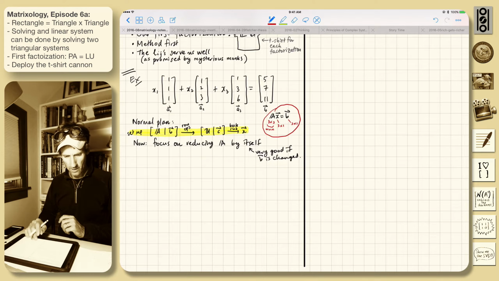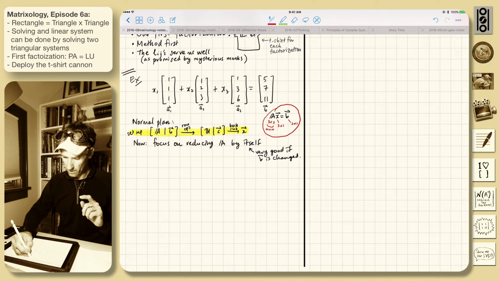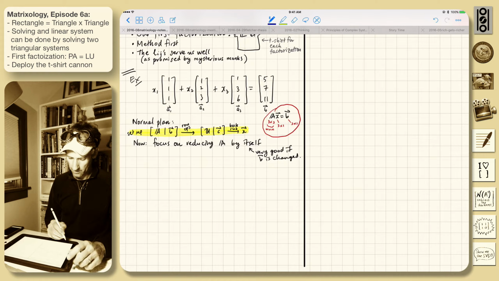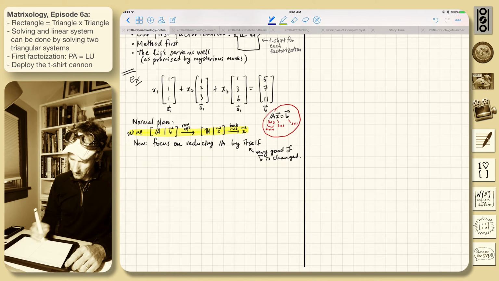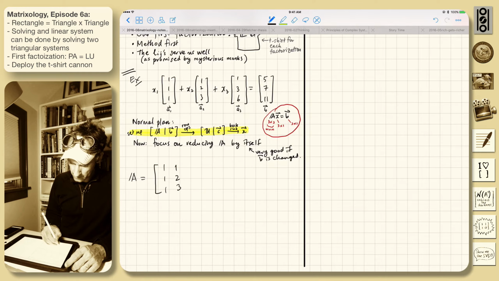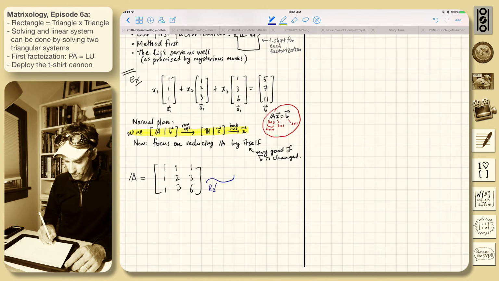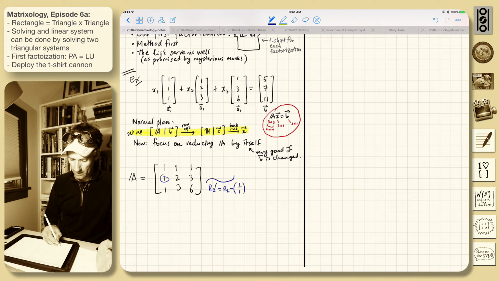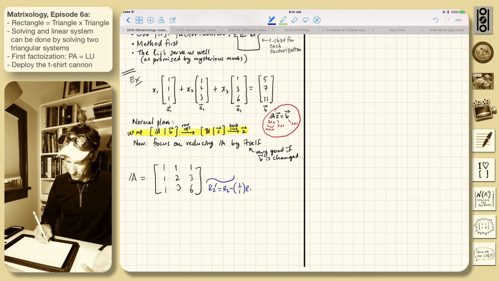Okay, here's our problem. So we're going to do row reduction again. Good example. I'm just going to write down 1 1 1, 1 2 3, 1 3 6, and then we'll just do row operations on this. The first one is row 2 prime. It's pretty easy to see what's going to happen here. This is just row 2 minus 1 over 1, which amounts to saying we're just subtracting row 1 from row 2.